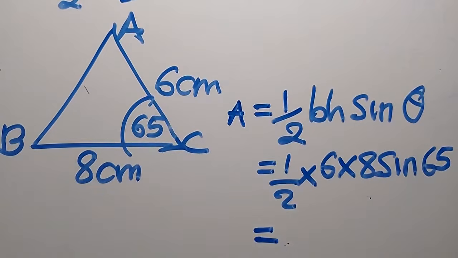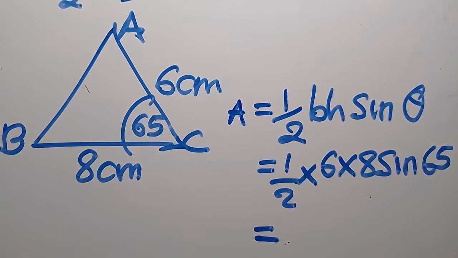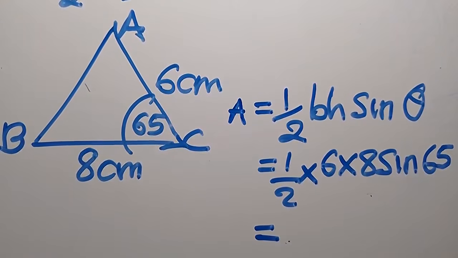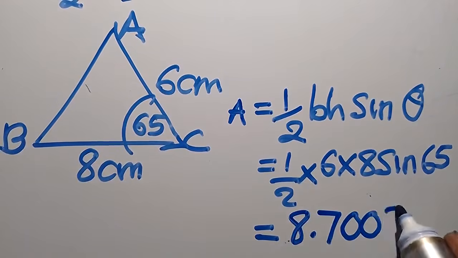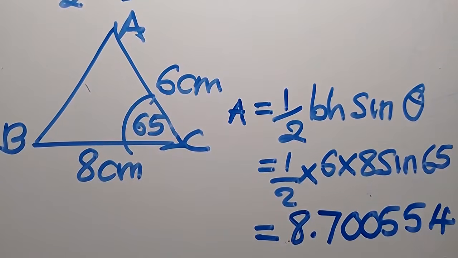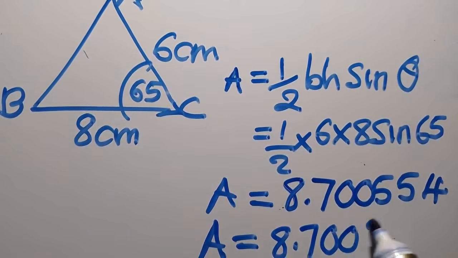So just type everything on your calculator. You say half, that is 0.5 times 6 times 8. Then you say sine 65. What is your answer? The answer that I'm getting on my calculator, you can confirm, 8.7005554. So finally now the answer is 8.7005.